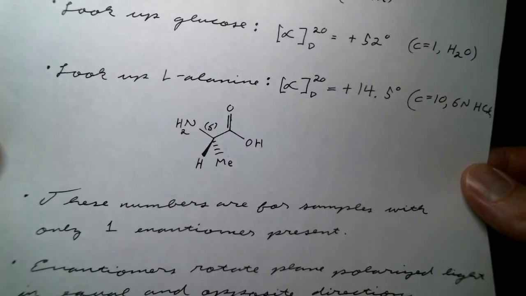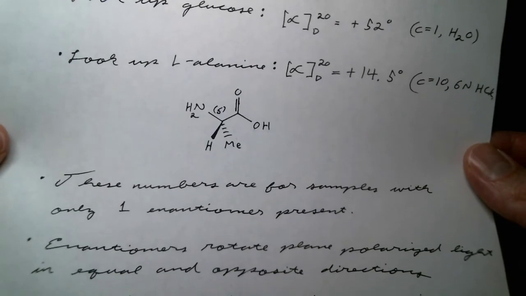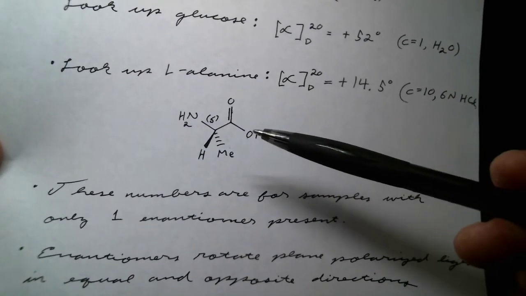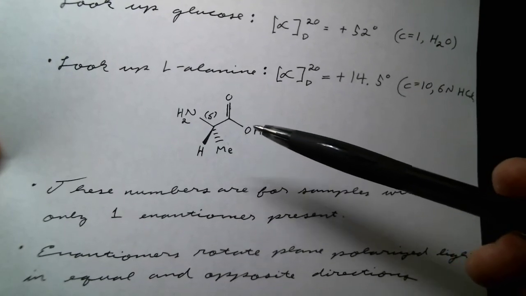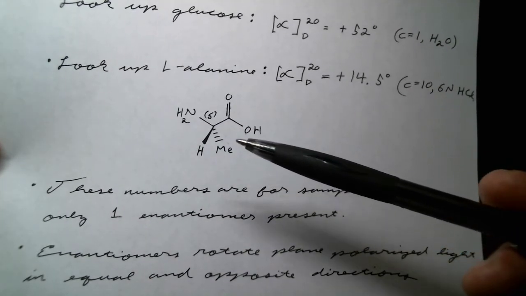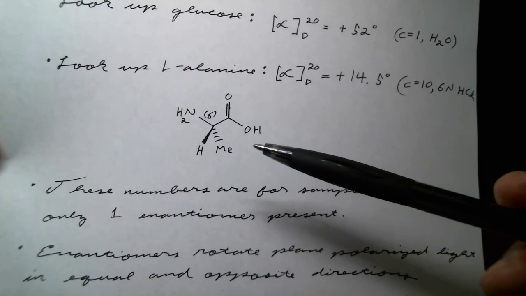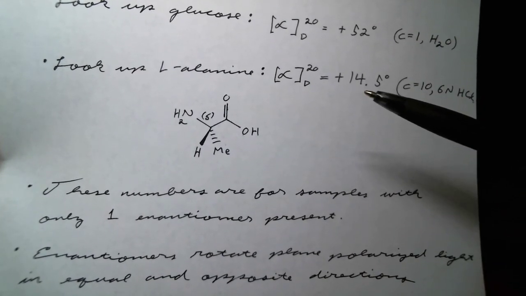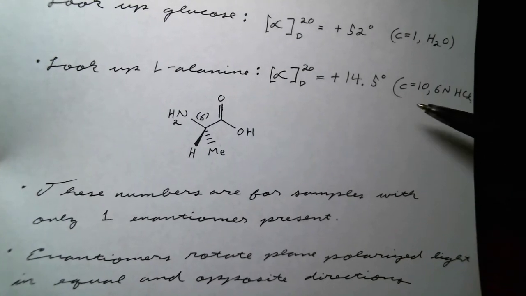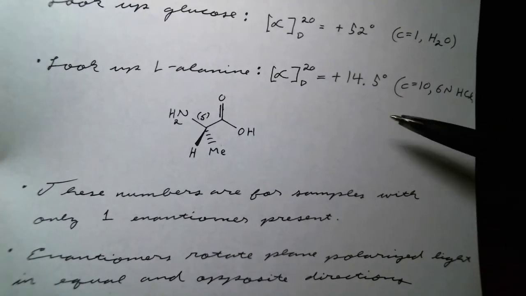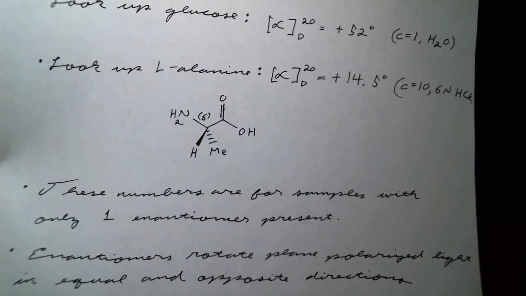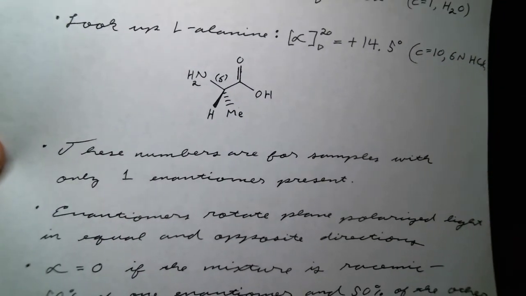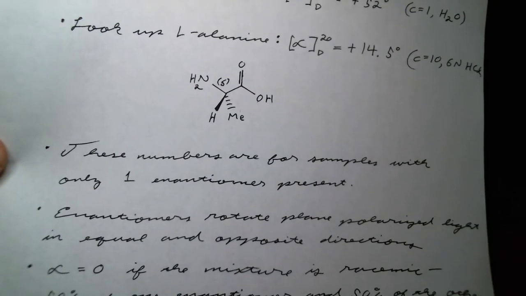These numbers are for samples with only one enantiomer present. Of course, the opposite enantiomer, so not L-alanine with the S stereocenter, but D-alanine with the R stereocenter, would give us the opposite rotation at a concentration of 10 in 6 normal HCl. It would be negative 14.5 degrees. So enantiomers rotate plane polarized light in equal and opposite directions.